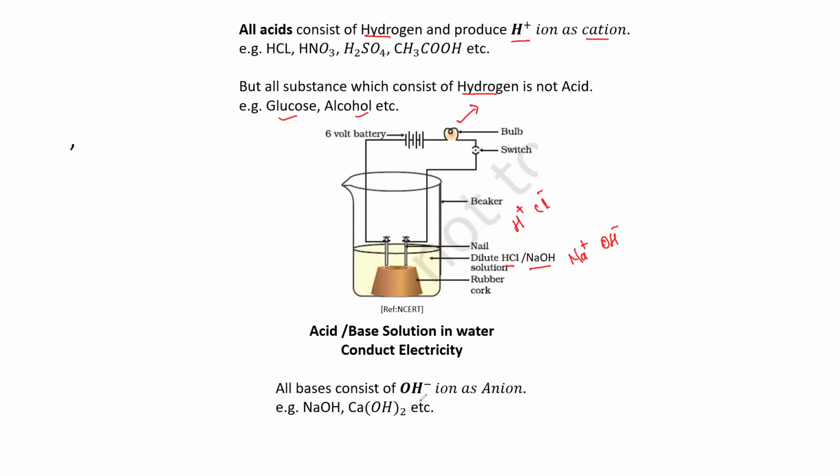Similarly, all bases contain the OH ion. The OH ion is negative, so that is the anion. But all substances which have OH will not be bases in nature. Examples of bases are NaOH and Ca(OH)2. These are the chemical properties we have seen so far.